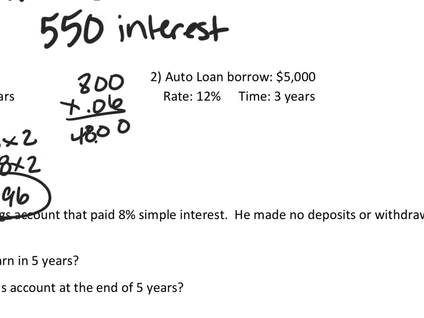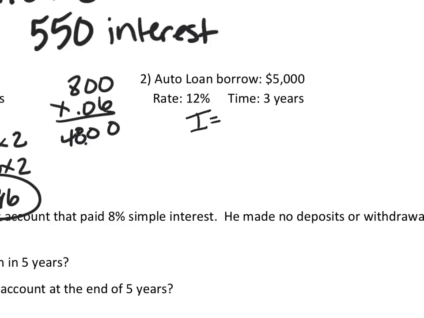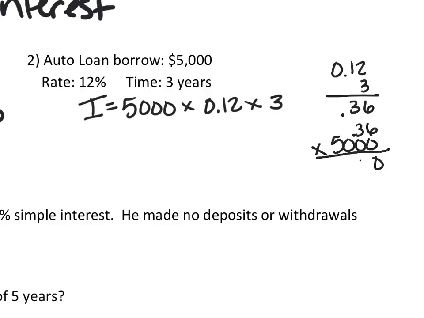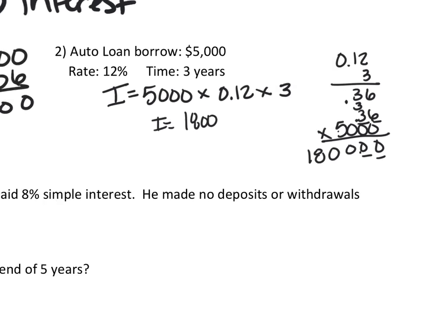Okay, so on the auto loan, you're going to borrow $5,000 at a rate of 12% and pay it back over 3 years. So how much are you going to pay in interest? Well, I'm going to go ahead and multiply this first, and I'm going to get 0.36, and then I'm going to take 5,000 and multiply it by 0.36. So I'm going to pay $1,800 in interest on that loan. That's pretty steep interest for a car loan at 12% interest.